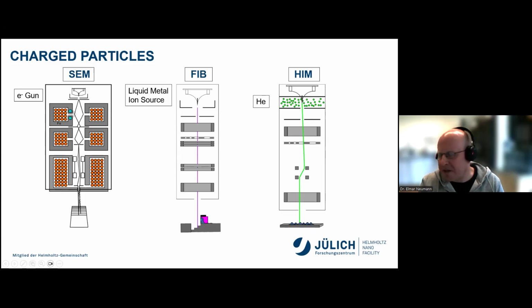As you can imagine, going from a quite heavy metal atom to a lighter atom is obvious, because you would like to minimize the damage, for example, or if you want to use this for patterning. For 2D materials such as graphene, helium ion microscopes are used for doing so.